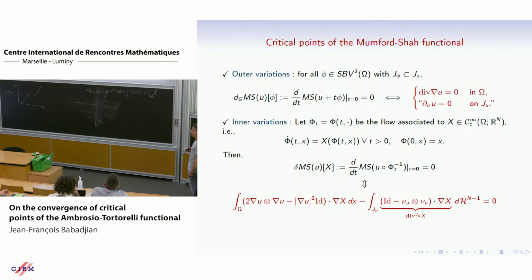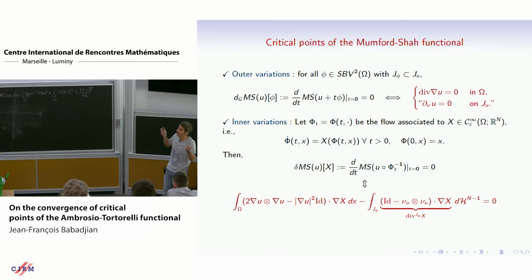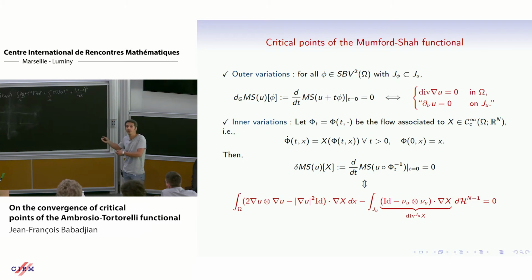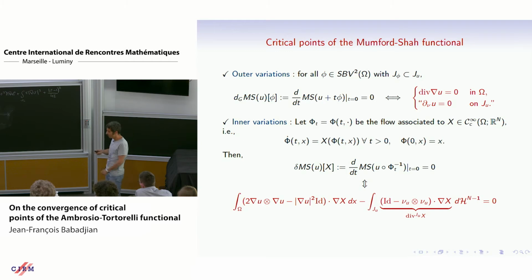Okay, so, as I said before, the claim is that critical points will converge to critical points. But we have to specify what it means to be a critical point of the Mumford-Shah functional, and this is the object of this slide. So there are essentially two known ways, let's say, of doing variations of the Mumford-Shah functional. The first one consists in doing outer variations, that is, variations in the state space, in the space where your function is taking its values, and roughly speaking, it consists in computing the Gateaux differential of the Mumford-Shah functional.